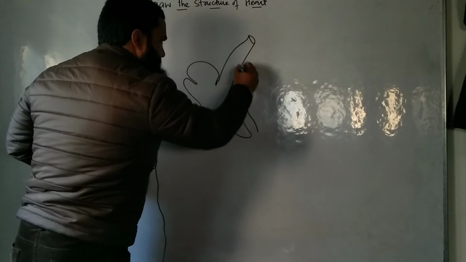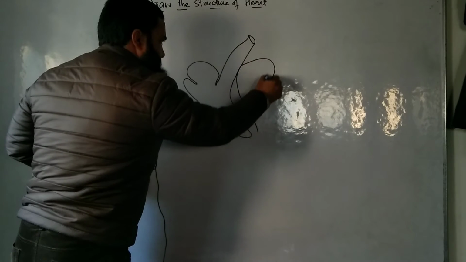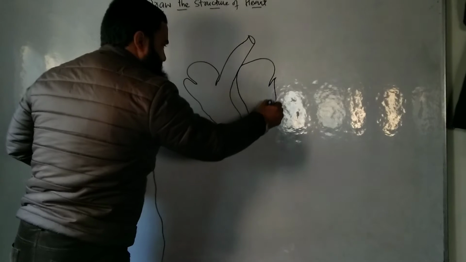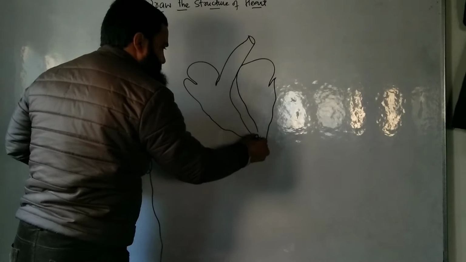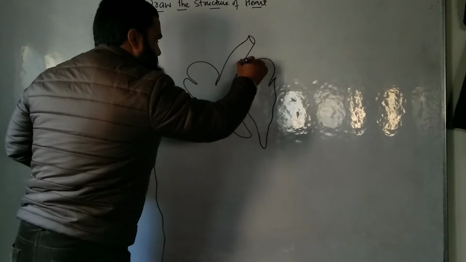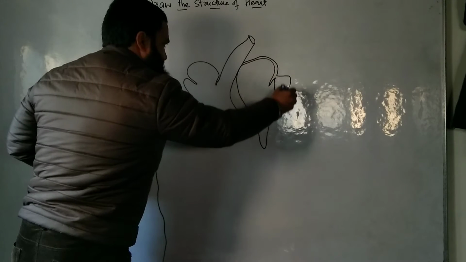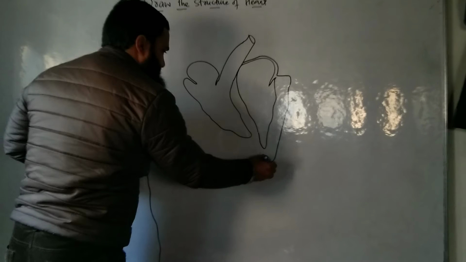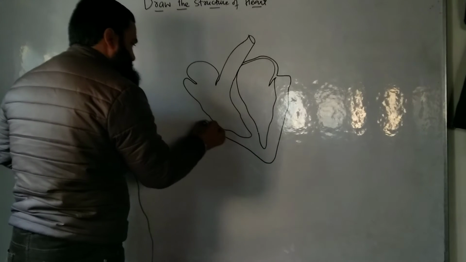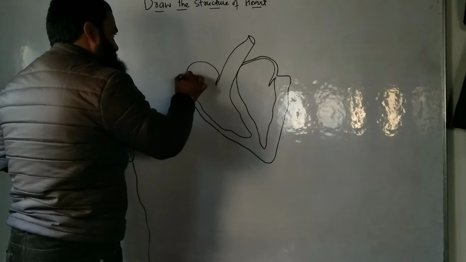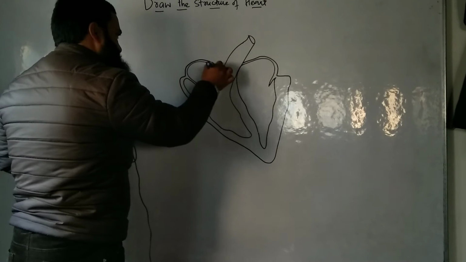Here, this is going to be the left auricle and left ventricle. Now this is the auricle, left one. This is the left ventricle. This is the right ventricle, and this is the right atrium.